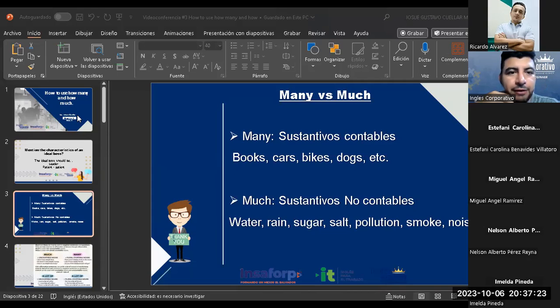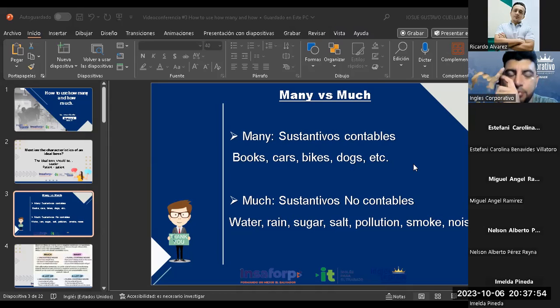Many, la palabra many. Sí, se escribe many, pero se dice many. Y luego la palabra much. Ambos significan muchos. ¿Ok? But many is for countable nouns. Se utiliza para sustantivos contables. Por ejemplo, books, cars, bikes, dogs, ¿verdad? Todo lo que se puede tocar por unidad.